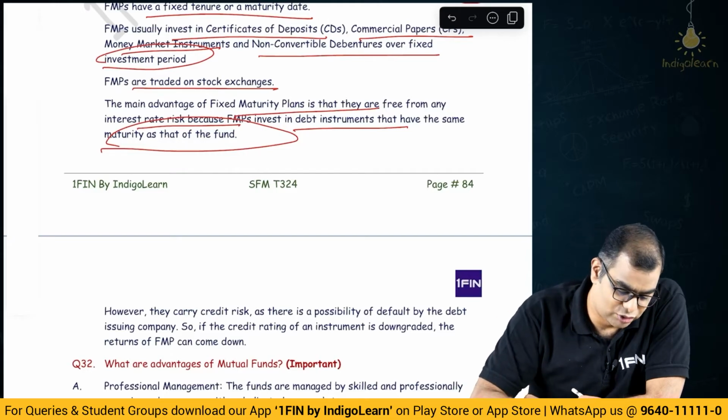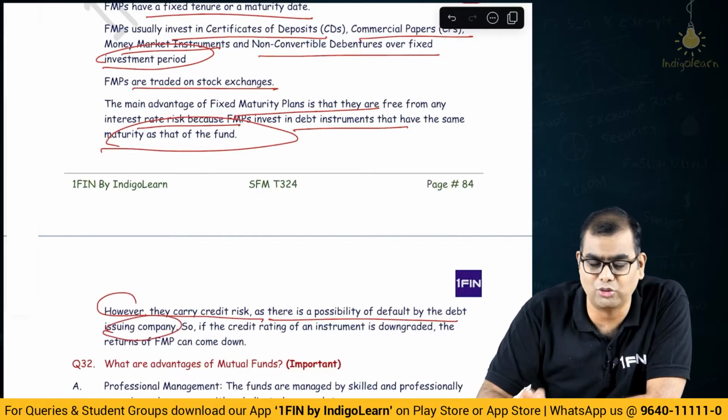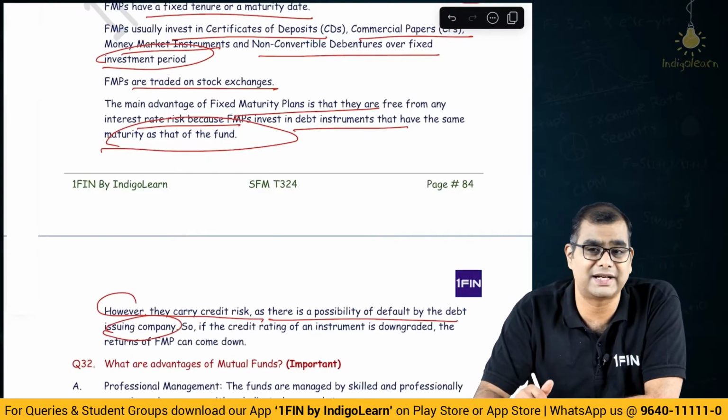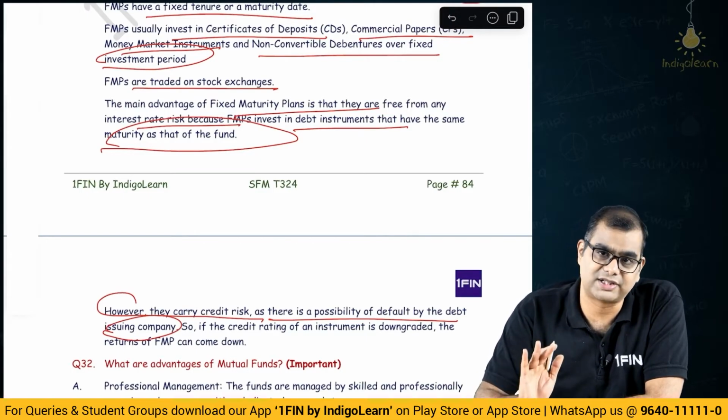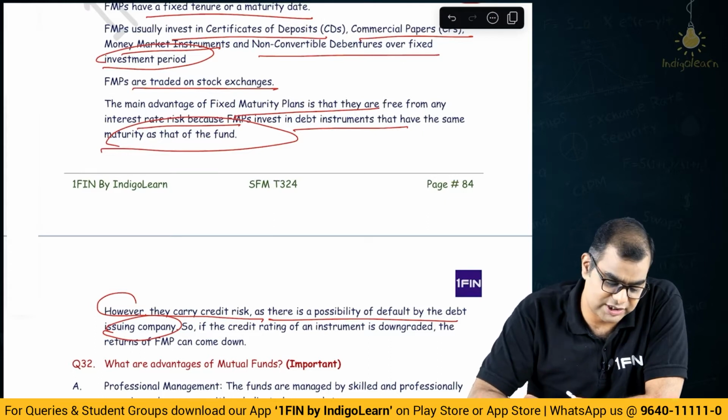However, they carry credit risk as there is a possibility of default by debt issuing companies. The only risk that they face is actually the credit risk and not necessarily interest rate risk or any change in price due to changes in market conditions. So if the credit rating of an instrument is downgraded, the returns of an FMP can also come down.